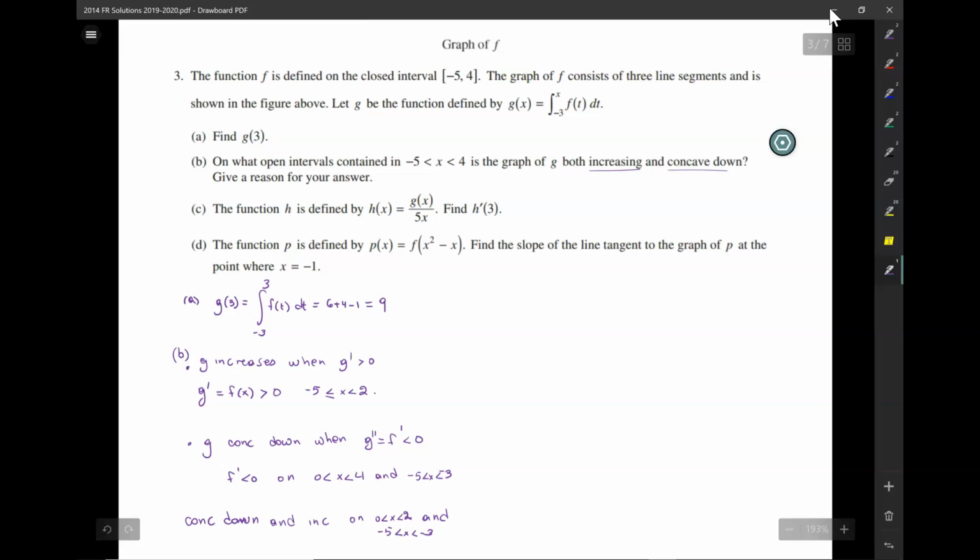C. All right. C, the function h is defined by this. Find h prime of 3. I'm going to give you 3 minutes to do this part. On your mark, get set, go.